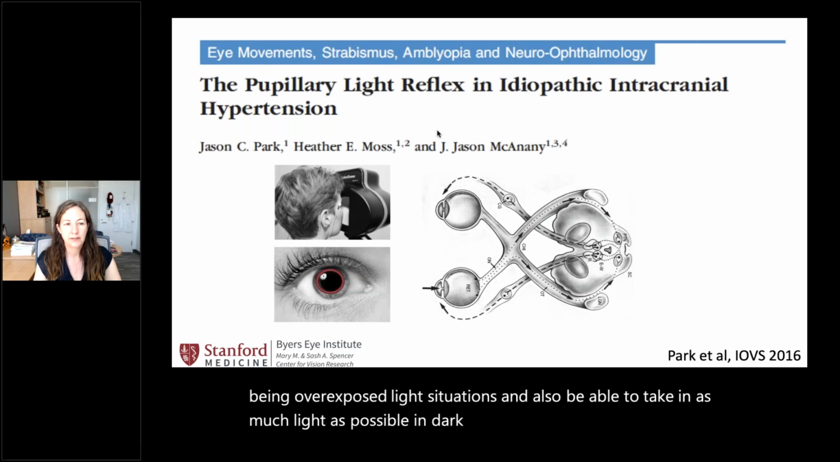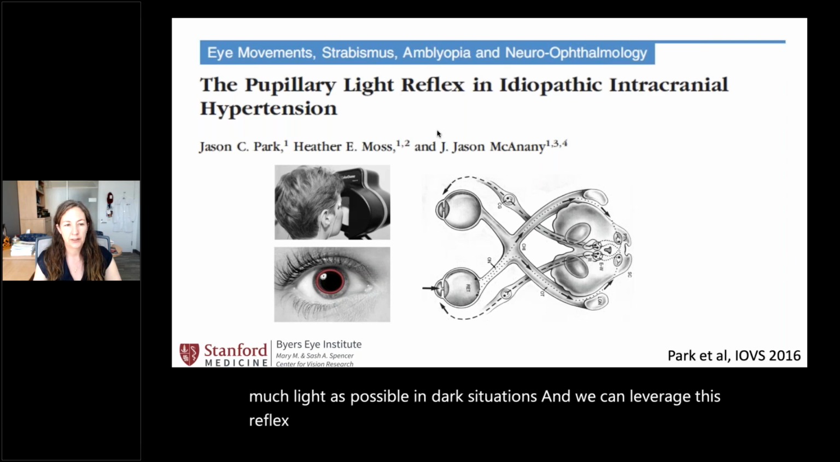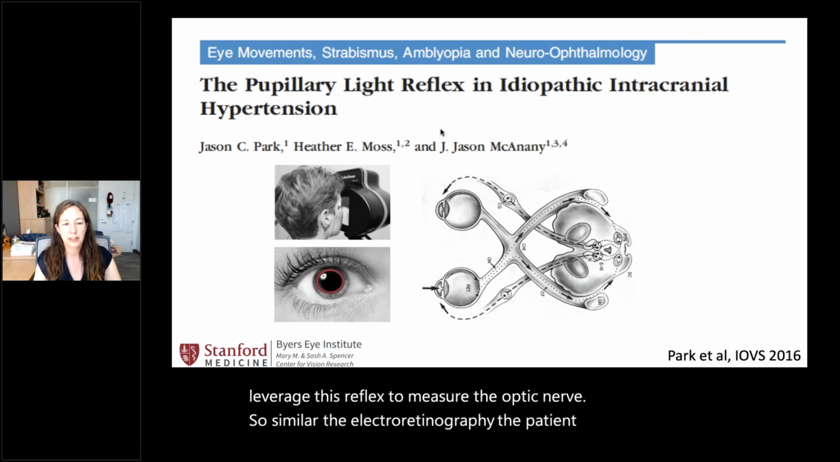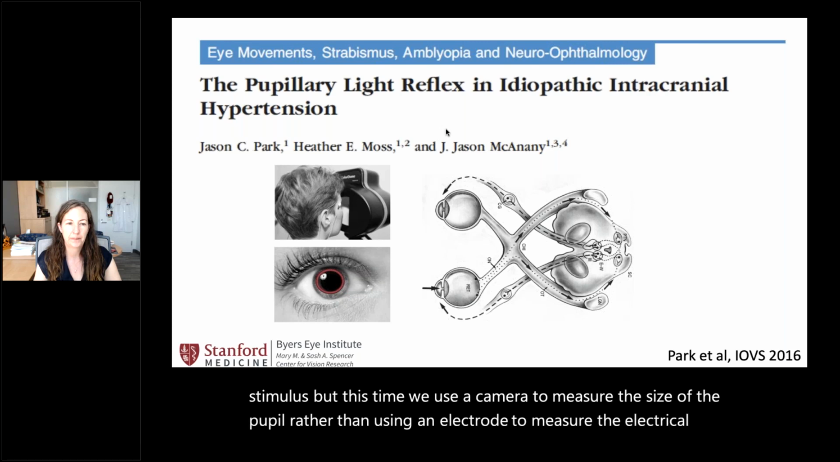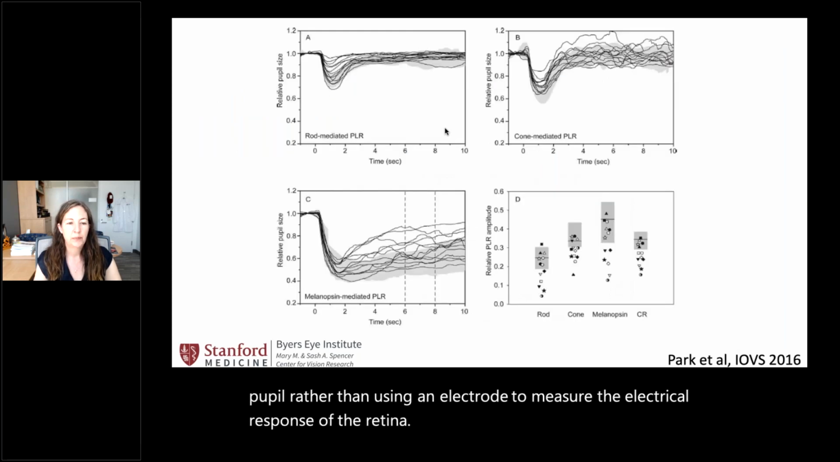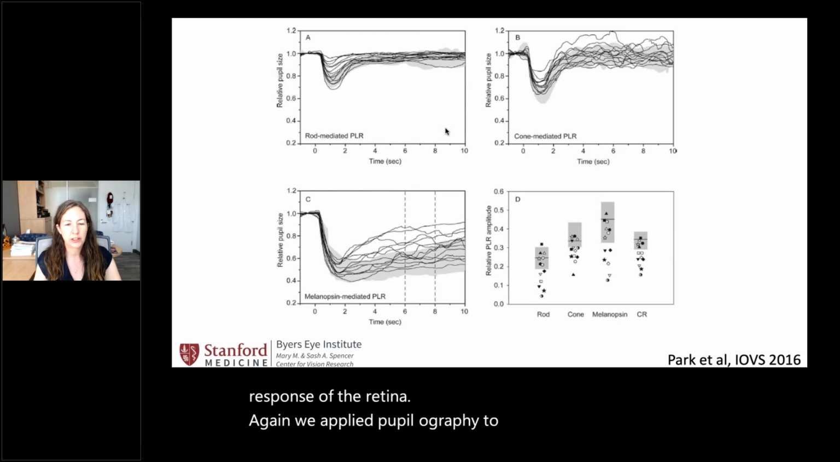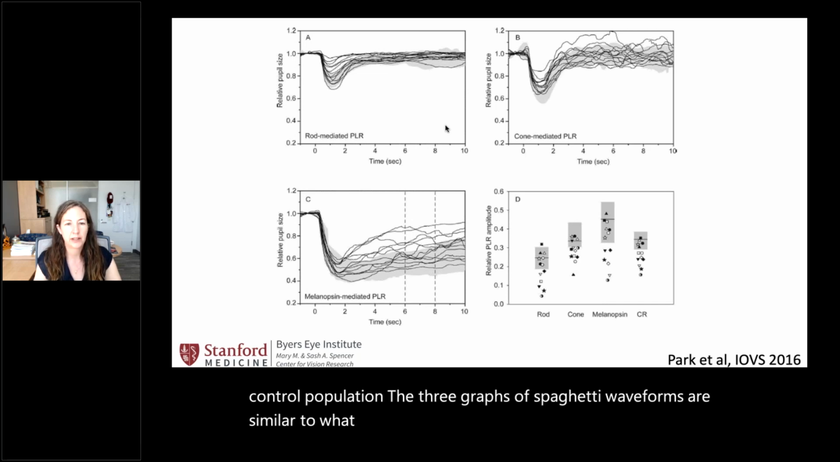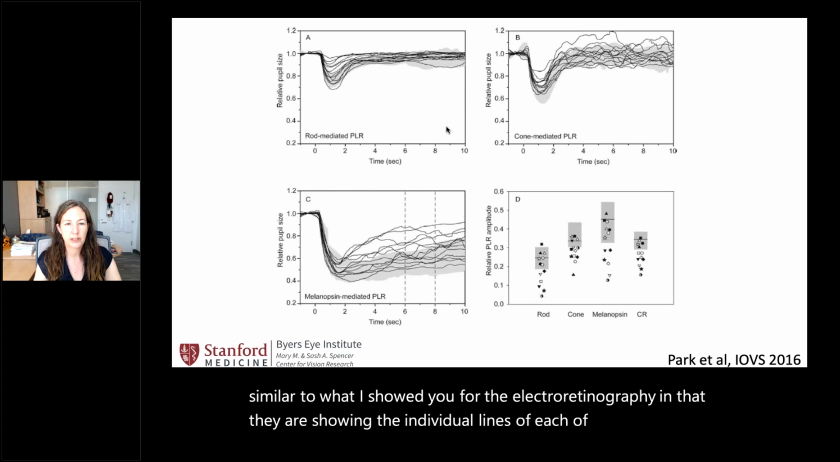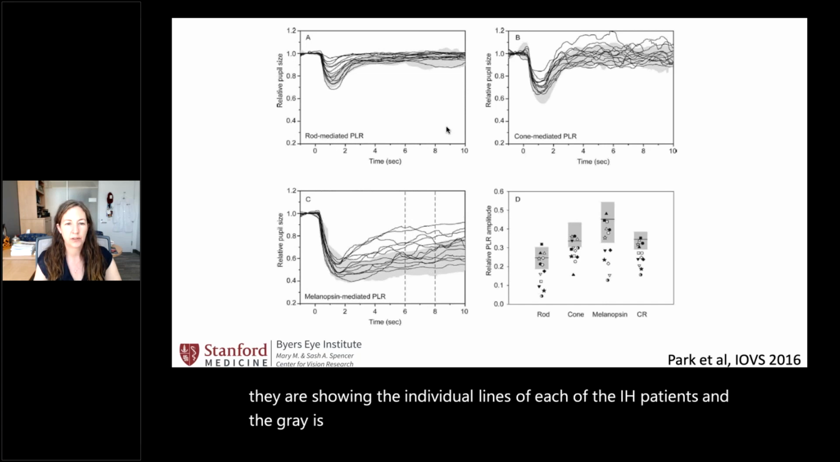And we can leverage this reflex to measure the optic nerve. So similar to the electroretinography, the patient is exposed to a light stimulus, but this time we use a camera to measure the size of the pupil rather than using an electrode to measure the electrical response of the retina. Again, we applied pupillography to our IIH patients compared to a control population. The three graphs of spaghetti waveforms are similar to what I showed you for the electroretinography, in that they are showing the individual lines of each of the IIH patients, and the gray is the comparative normal control group.